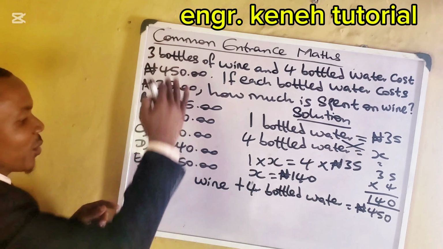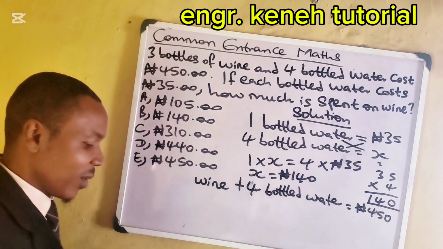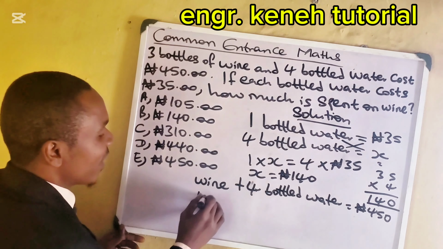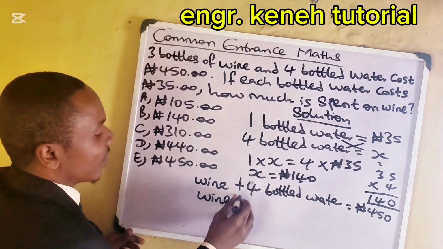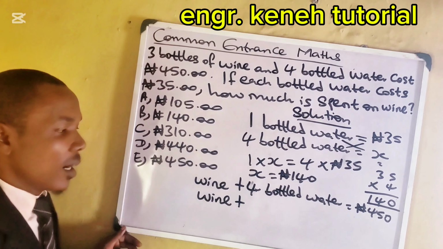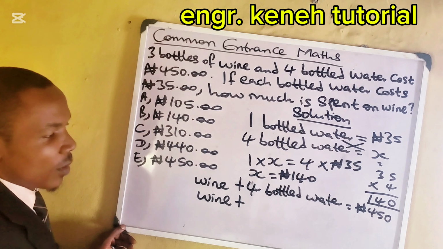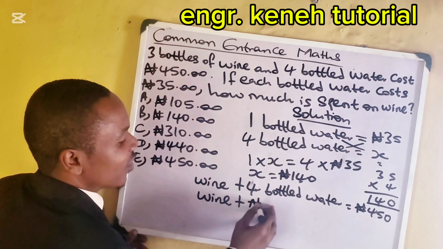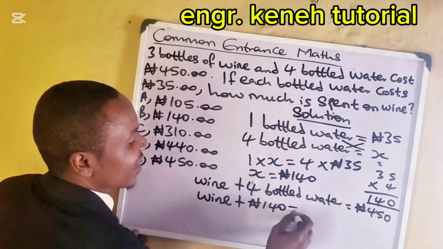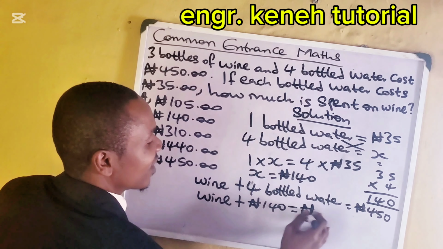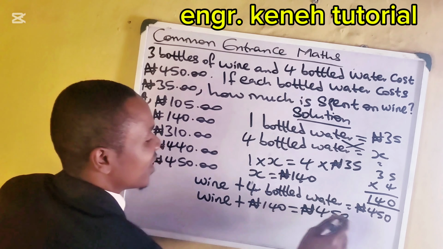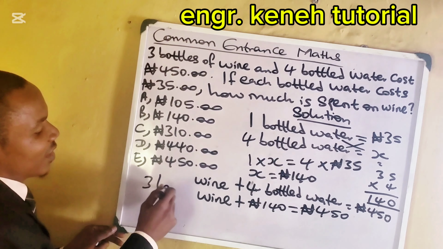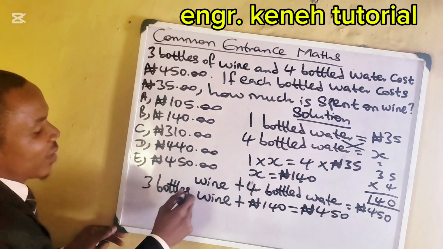Now they are talking about the money spent on wine. They are talking about 3 bottles. That's why I wrote only wine, because they're talking about everything spent on what? Wine. Here we have wine like this plus the 4 bottles of water. We have obtained the price to be what? We have it to be 140 naira. Can you see? And everything will give us 450 naira. Remember, we are talking about 3 bottles. 3 bottles of wine.